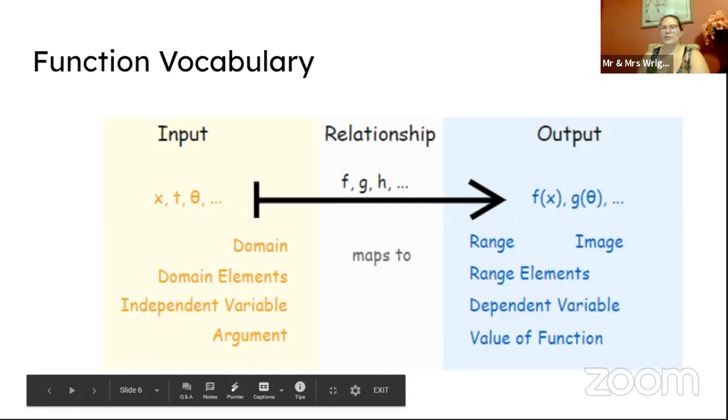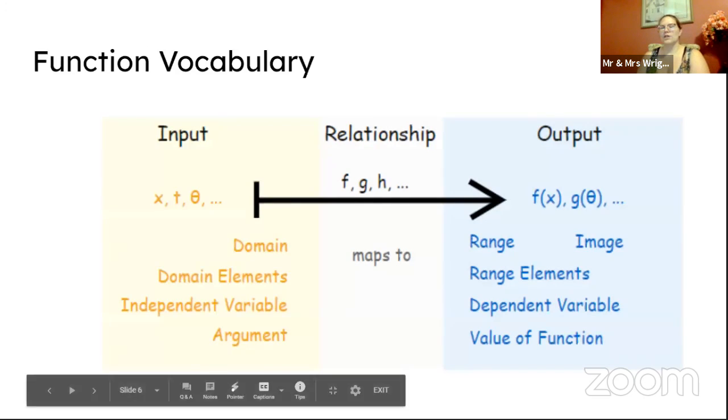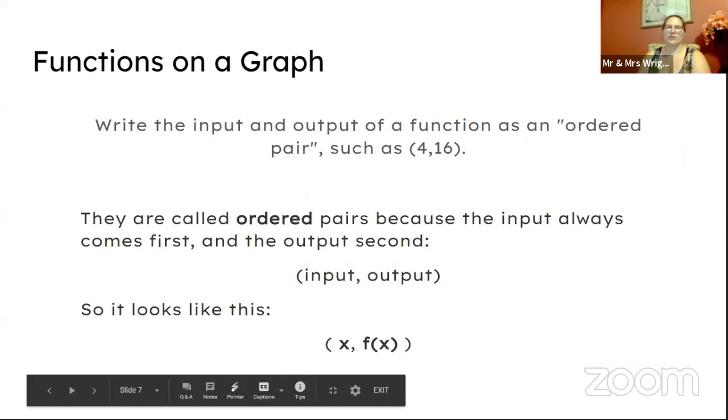The relationship, the machine that the variable or the number is going to go through, sometimes it's called it maps to. So the domain maps to the range. And the range, remember, is written with the name of the function and then the variable. So this is the output, f of x or g of theta. Again, this is called the range. It can also be called the image or the range elements, the dependent variable, because whatever the output is, it depends on what the input is. It's also known as the value of the function.